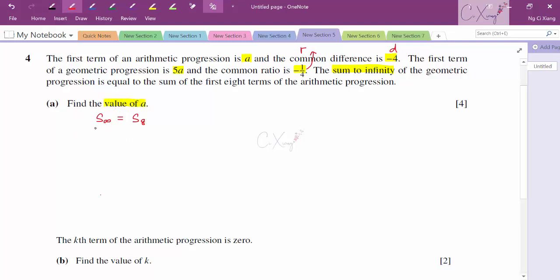Okay, so for the sum to infinity of the geometric progression, the original formula will be A divided by 1 minus R. And from this question, we know that the first term for the geometric progression is 5A. Therefore, this is 5A. And the R is -1/4. We replace the R, becoming -1/4.